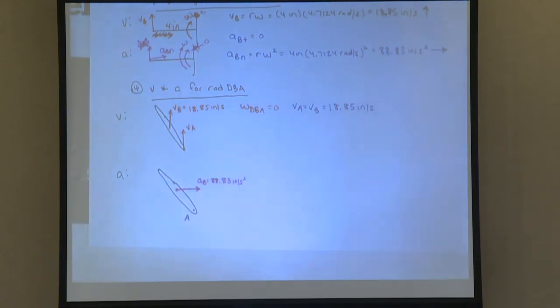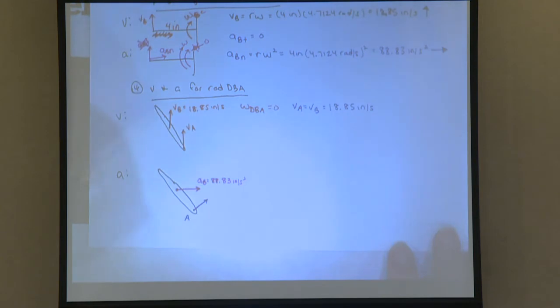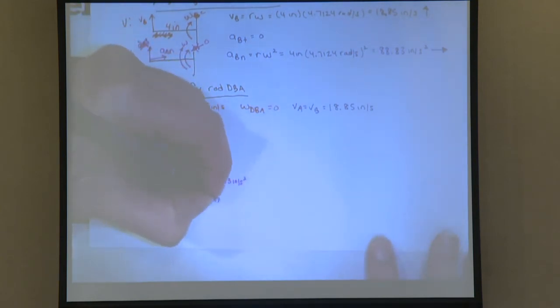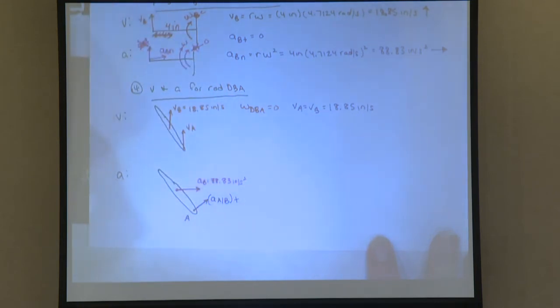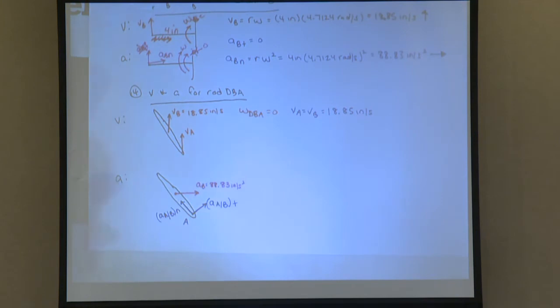I'm going to have two components of acceleration I need to look at, the tangential and then the normal. So the tangential component is going to look like that. And I'm going to call this acceleration of point A relative to B, tangential. Okay? And then for the normal, it's going to go towards point B. I'm going to say this is A relative to B, normal. So we need to figure out what this angle is.